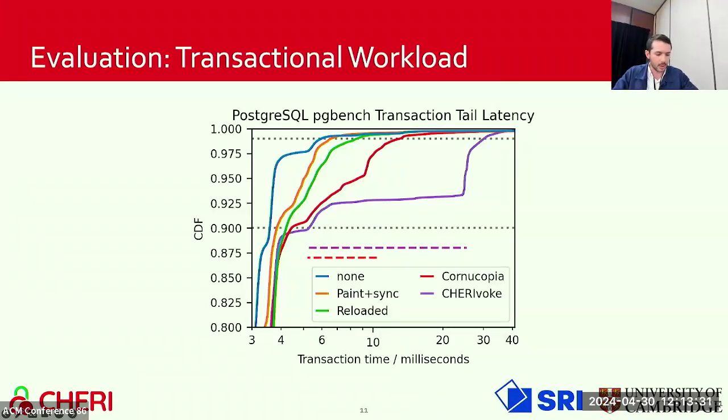And basically the thing that jumps out here is that for Cornucopia and CHERI-Vok, you can actually see in the CDF transactions getting trapped behind these long pause times. That basically means they're not so good for these interactive workloads. But when you look at the Reloaded line, not only is the tail latency CDF better, but the shape of it really closely matches the shape of the orange one, which has no sweep at all. It's just bookkeeping overhead. And so this suggests that not only is it better for tail latency, but it kind of matches interactive workloads better than the previous algorithms.